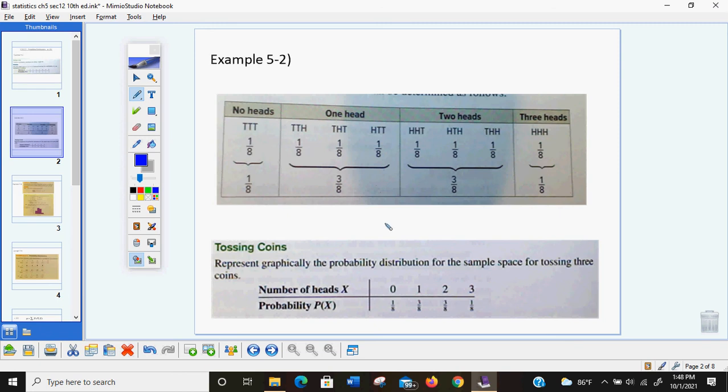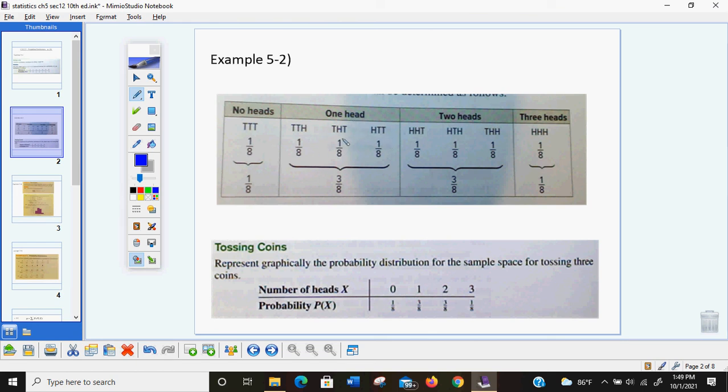On the next example, they want us to represent the probability distribution for the sample space for tossing 3 coins. Now, they have it listed up here. Okay, we're going to do the probability of getting heads. So that's our X. So if you get 3 tails, that's no heads. To get 1 head, if you get 2 tails, then heads, tails, tails, or tails, heads, tails, or tails, tails, heads, in that order, then you have 1 that is heads.